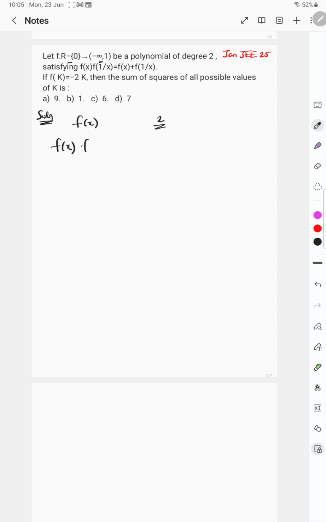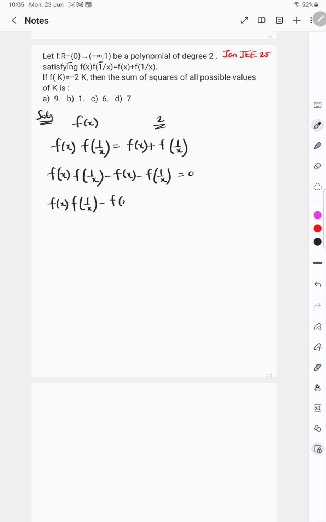Satisfying f(x) times f(1/x) is equal to f(x) plus f(1/x). So let's take everything to the left side. So f(x) times f(1/x) minus f(x) minus f(1/x) is equal to 0. Left side has 1, 2, 3 terms. If we need to form factors, we need one more term. So let's add 1 on both the sides so that it's easier for us to factorize. So here it will be minus f(1/x), add 1 on both the sides.